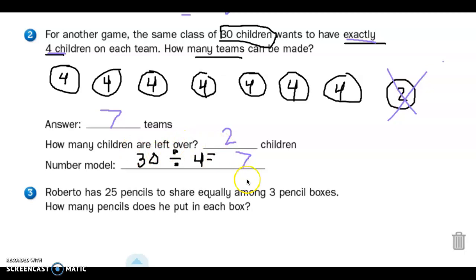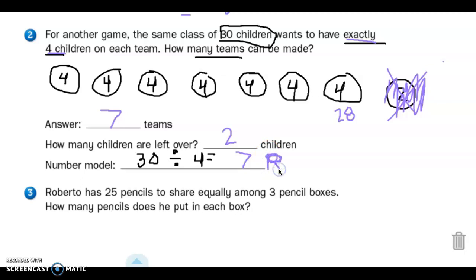But you're like, Miss Schmidt, it doesn't go equally. Because if I went 7 times 4, that'd be like me crossing this off. 7 times 4 would be 28 because that's what we counted to. And you go, but Miss Schmidt, that doesn't work because there's 30. Well, 30 divided by 4 equals 7. And I need a big R because what's that word again when we have extras or leftovers in math? It's called a remainder.